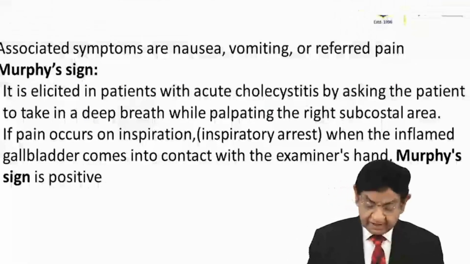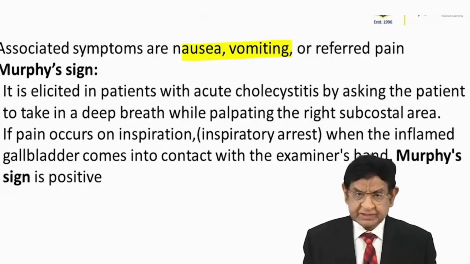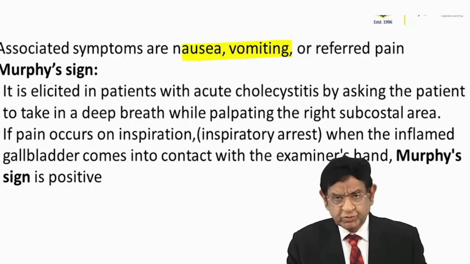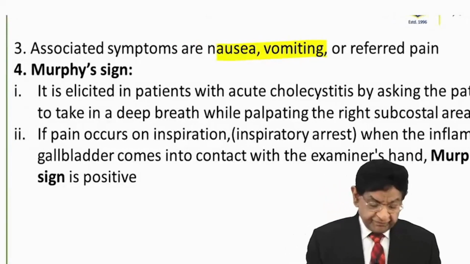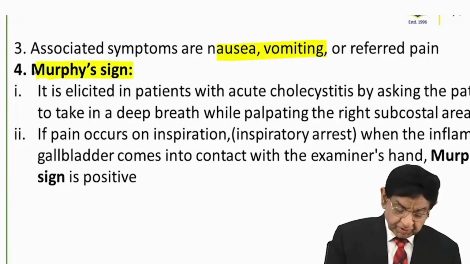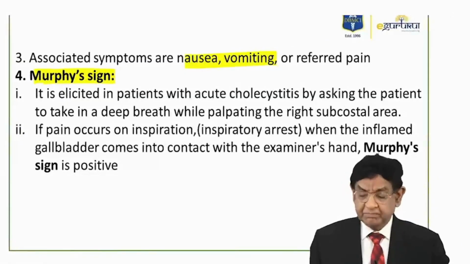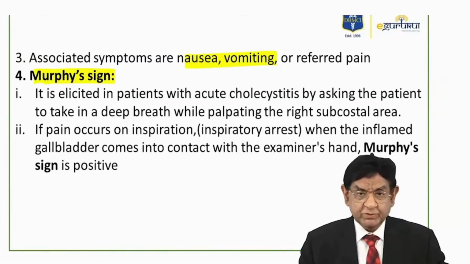Associated features are nausea and vomiting; referred pain I told you, in the shoulder. Nausea and vomiting can happen and are non-specific. You don't have to worry about this. But in the exam, Murphy's sign is important. Okay, Murphy's sign is important, and I'll show you a video also just now.